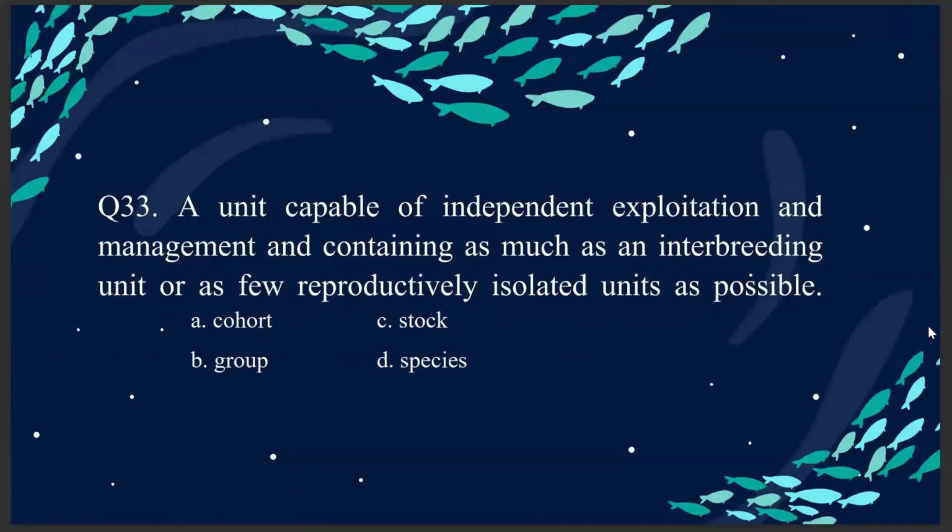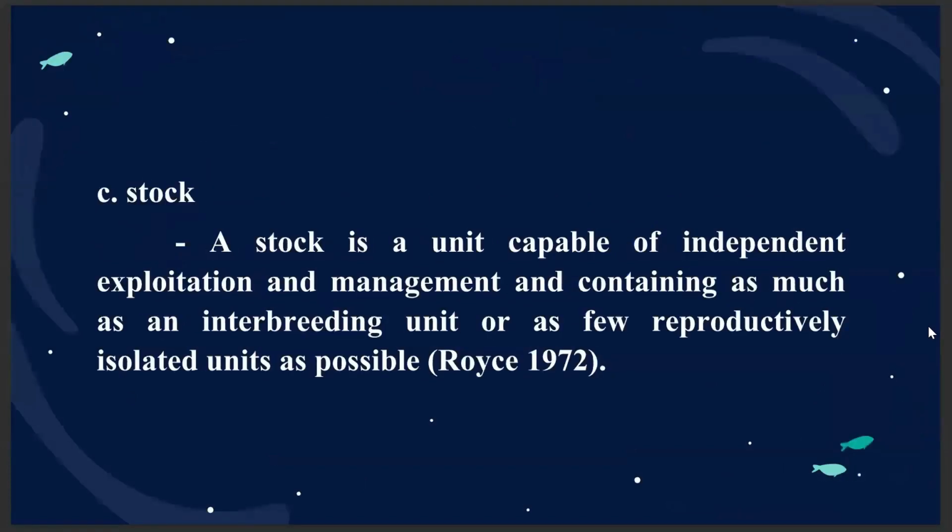Question number 33. A unit capable of independent exploitation and management, containing as much of an interbreeding unit or as few reproductively isolated units as possible. A. Cohort. B. Group. C. Stock. D. Species. The answer is C. Stock. A stock is a unit capable of independent exploitation and management, containing as much of an interbreeding unit or as few reproductively isolated units as possible.